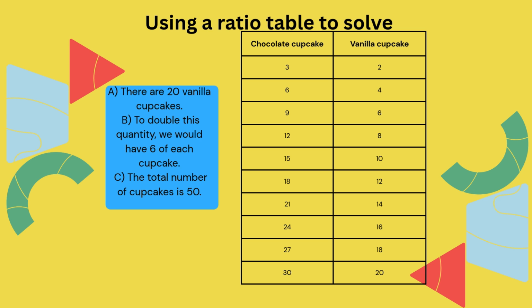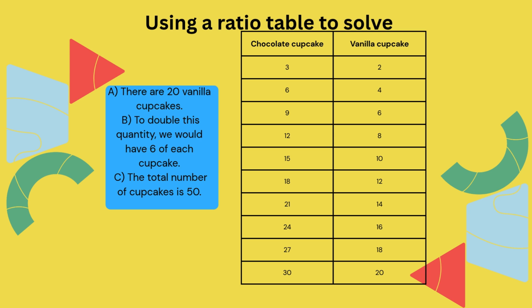Okay, so here we are creating a ratio table. When we had 3 chocolate cupcakes, we had 2 vanilla cupcakes. So when we have 6 chocolate cupcakes, we would have 4 vanilla cupcakes. And if we continue this, we can already see that B is the lie. To double this quantity, we would have 6 of each cupcake. If I double 3, I get 6. But if I double 2, I get 4, not 6. So B is a lie.